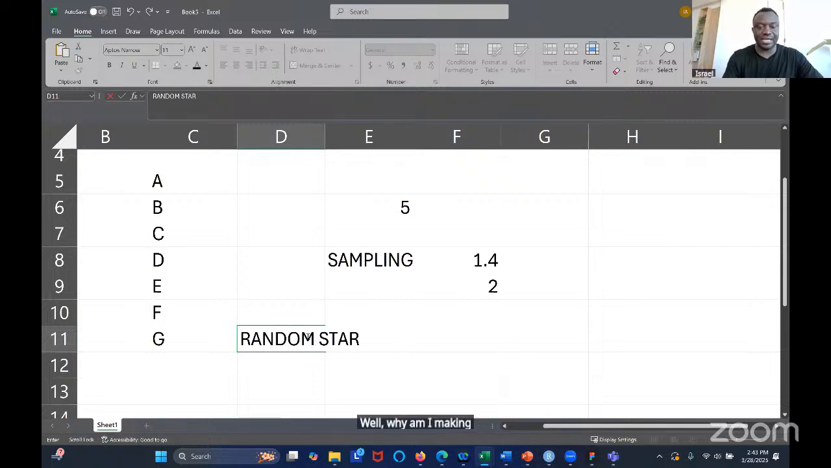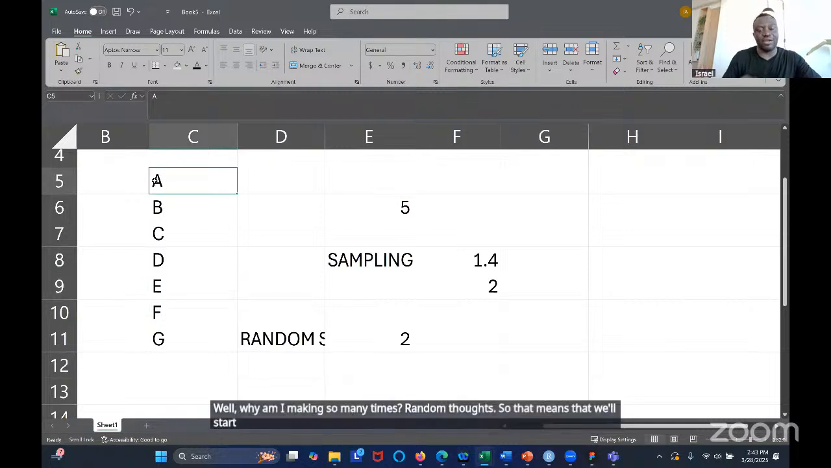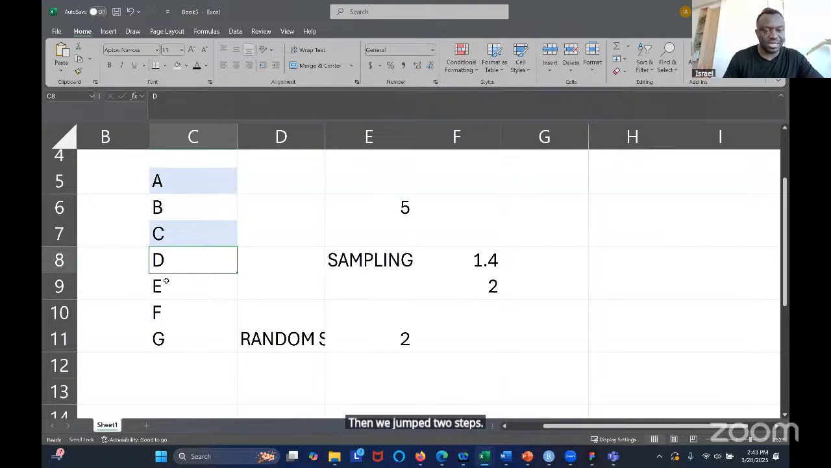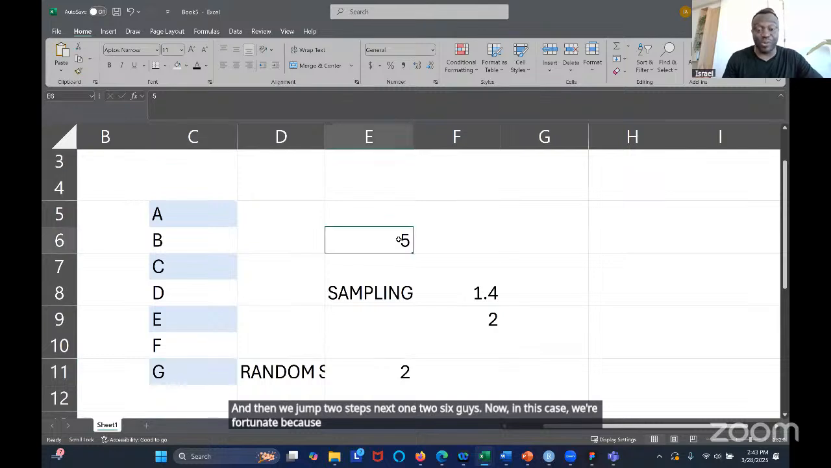So that means that we'll start from 1 and we'll jump 2 steps subsequently. So we select this guy here, and then we jump 2 steps, 1, 2. We select this guy next. Then we jump 2 steps, 1, 2. We select this guy next. And then we jump 2 steps next, 1, 2. Select this guy next. Now, in this case, we're fortunate because the people we wanted are within the realm of what we have.